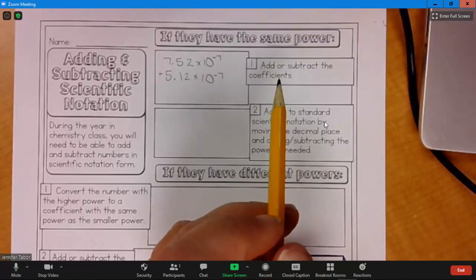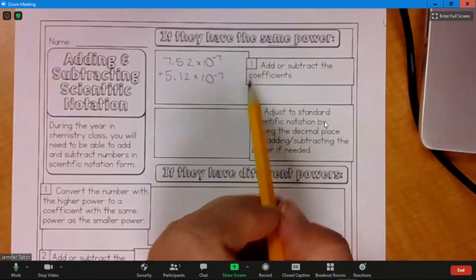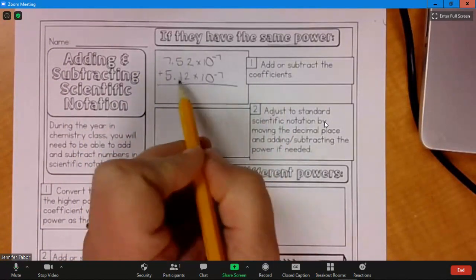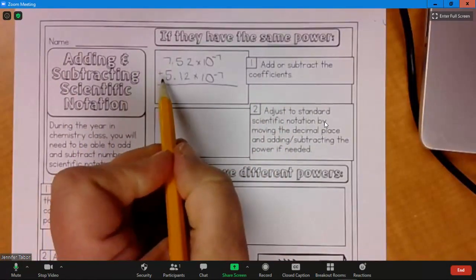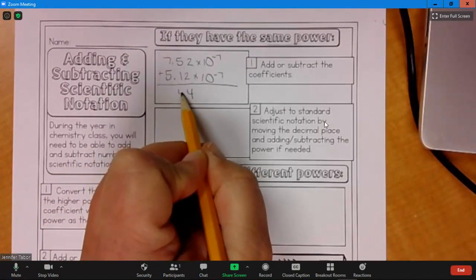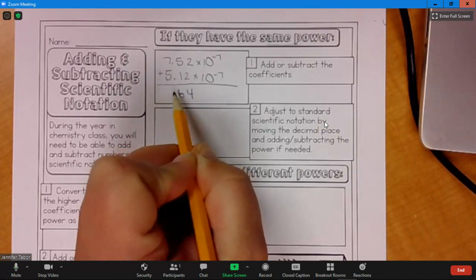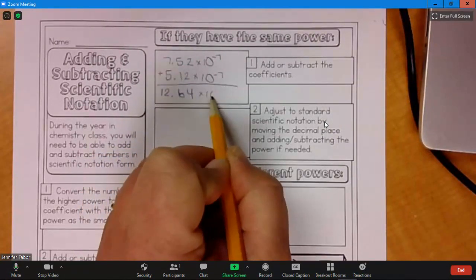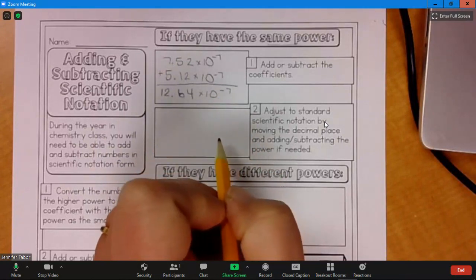So these numbers have the same exponent, same power. So all we need to do is add the coefficients, or subtract if it was subtraction. This happens to be addition. 2 plus 2 is 4. 5 plus 1 is 6. 7 plus 5 is 12. 12.64. Exponent stays the same, 10 to the negative 7.